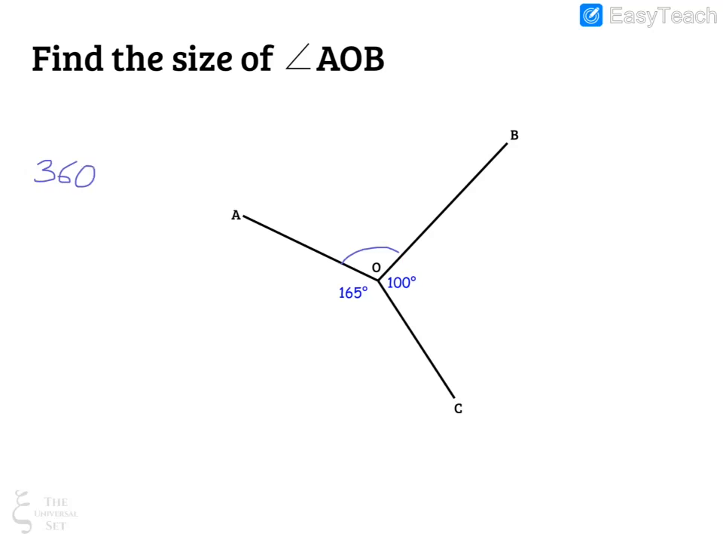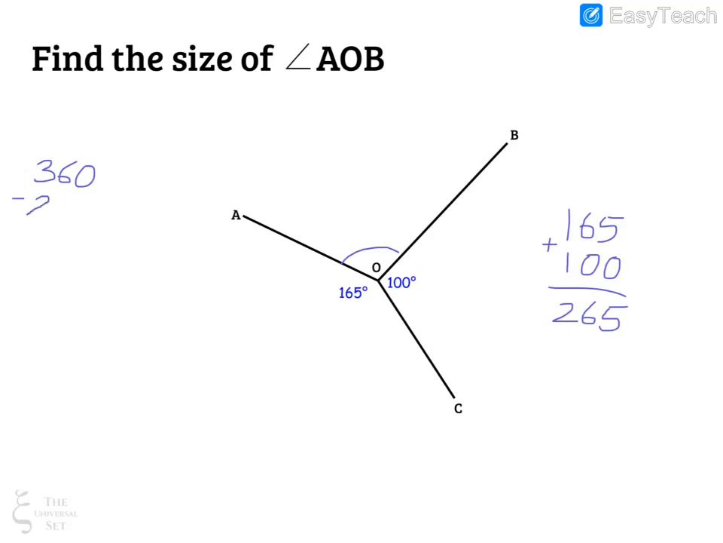So what are we going to do first? Well, let's work out what we've got so far. We've got 165 and then another 100. So that's 165 plus 100. That makes 265. I hope you'll agree. Good. So I've got 265 degrees so far. I need the whole lot to make 360. So we'll take this away from 360 to work out what my missing bit over here is.